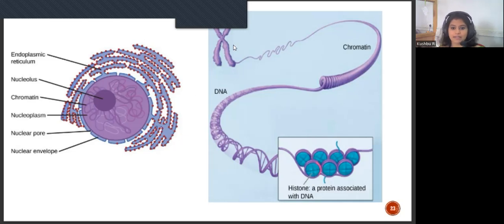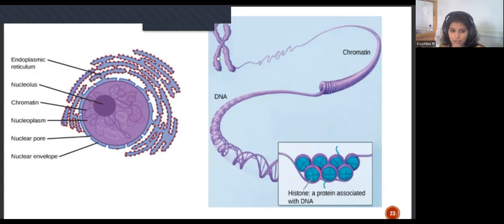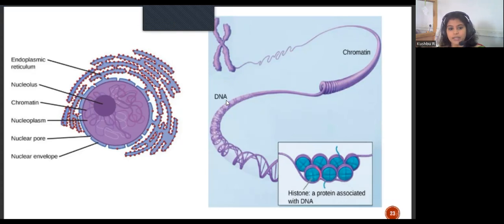When we take the genetic material, this is how a typical chromosome would look. When we try to unwind it, it will look like this. The DNA wound tightly together is called chromatin. And when we unwind that, this is the linear structure of your DNA. It is wound around a protein called histone protein.